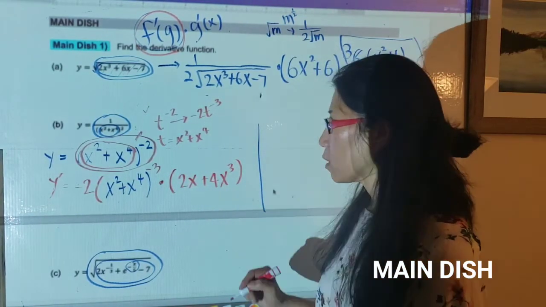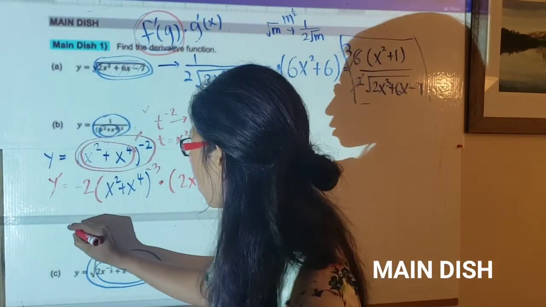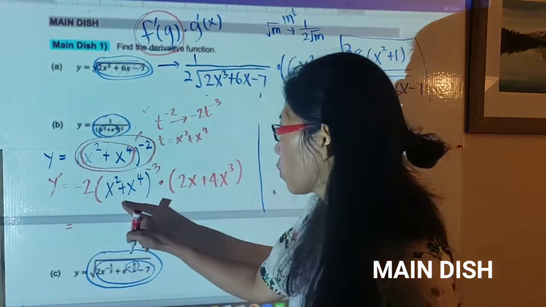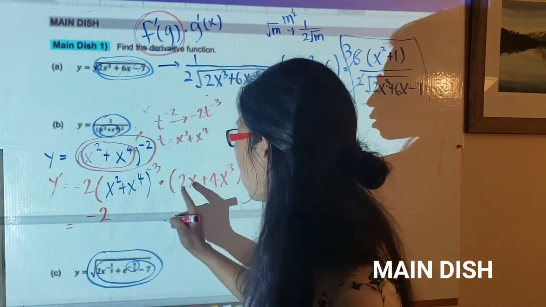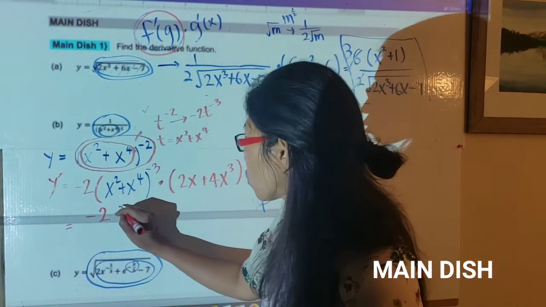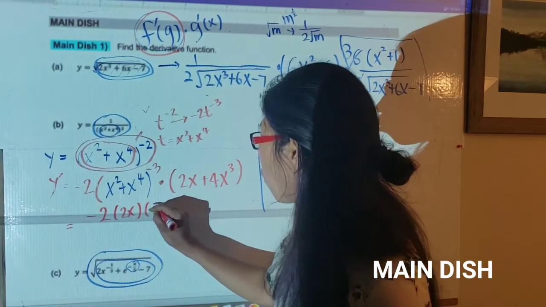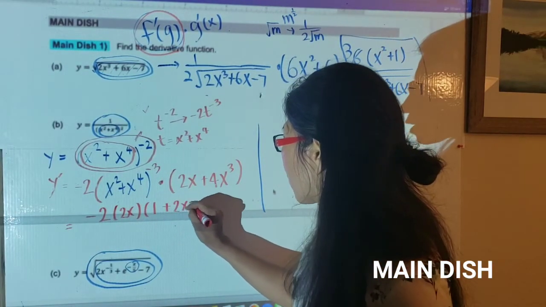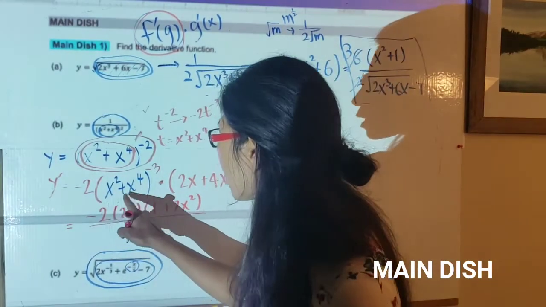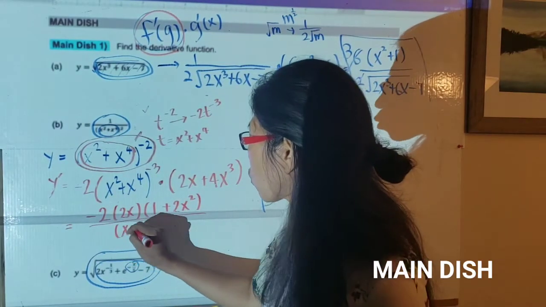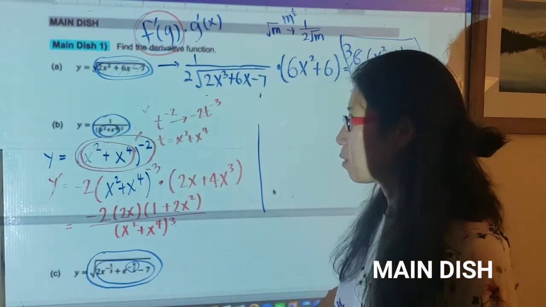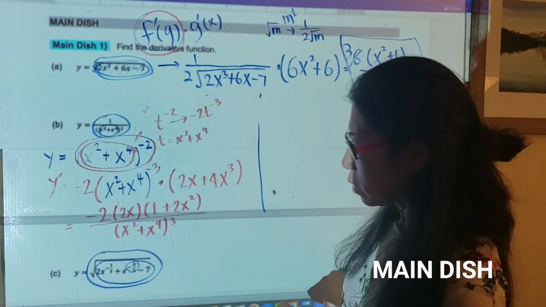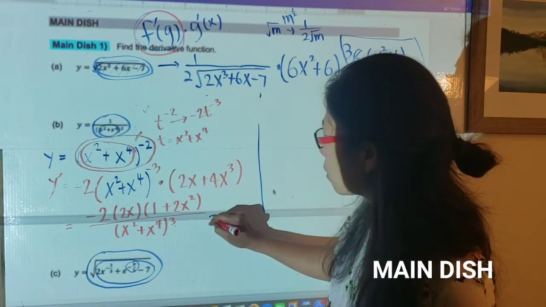But this is not the right way to write the answer. We like to write it all out, so I'm going to carefully rewrite it. This is going to be negative 2. Look here, do you see the factor? 2x inside: 1 plus 2x squared, over the denominator, x squared plus x to the fourth, to the third power. Are you done? I don't think we are actually done. We have to simplify a little bit more.